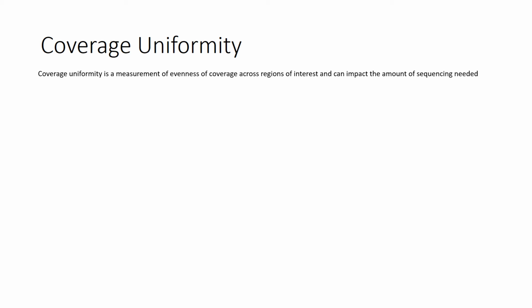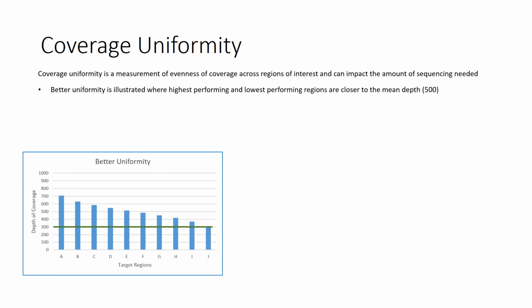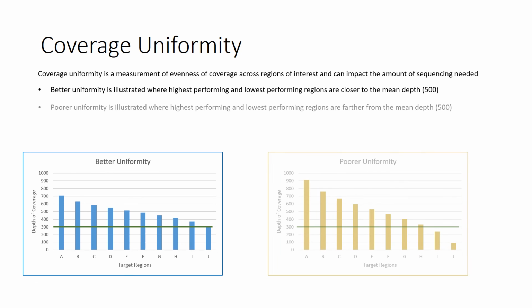The next one is coverage uniformity. So coverage uniformity is a measurement of evenness of coverage across regions of interest and can impact the amount of sequencing needed. Better uniformity is illustrated where highest performing and lowest performing regions are closer to the mean depth. So here I'm showing an example of a better uniformity plot. The highest performing region is region A at 700 depth of coverage. Region J is at about 300x depth of coverage. And the green line there is to denote where you want to be. This is sort of your minimal depth of coverage requirements. You could see the lowest performer is at that 300 depth level.